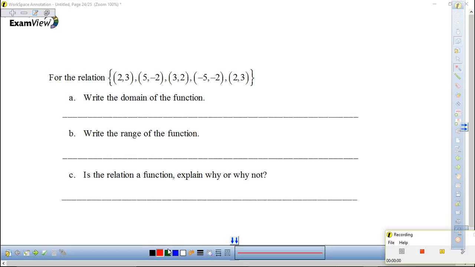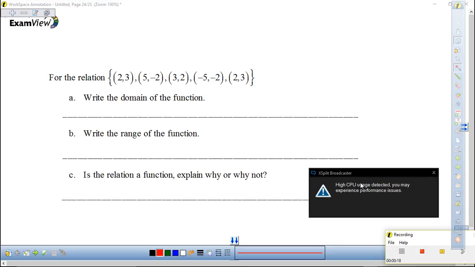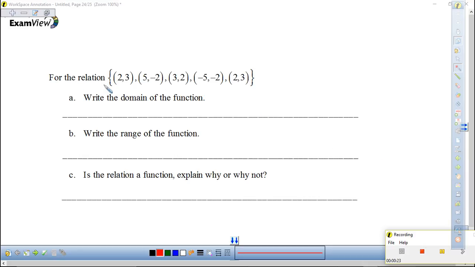Here we go. Study Guide A, Part 2, number 14. So, it says, for the relation (2, 3), (5, -2), (3, 2), (-5, -2), and (2, 3), write the domain and the range of the function. And then from there, tell whether the relation is a function, why or why not.